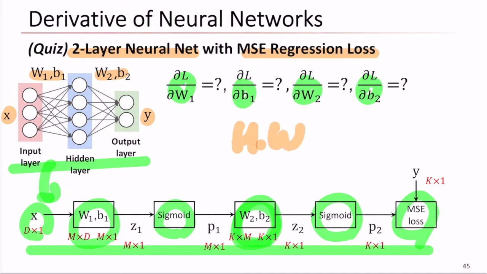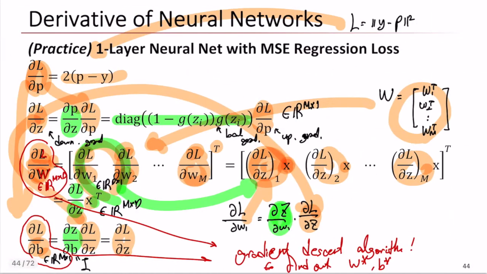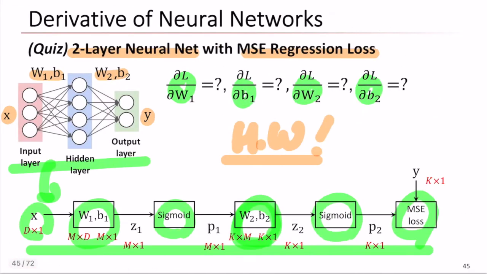This is going to be the homework. You have to submit this homework to the Blackboard website. I will let you know the due date soon, but this is homework. So please do it yourself, based on this formulation, okay? So this is the derivative of the neural network.